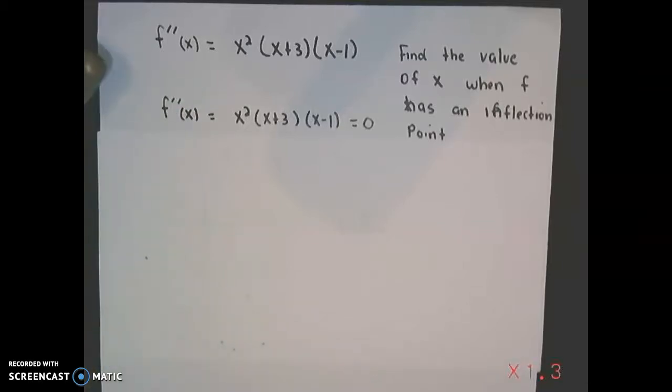So in order to find the points of inflection, we just need to find where the concavity is changing. And so that's basically what the point of inflection is. It's just telling us where the concavity is going to change.